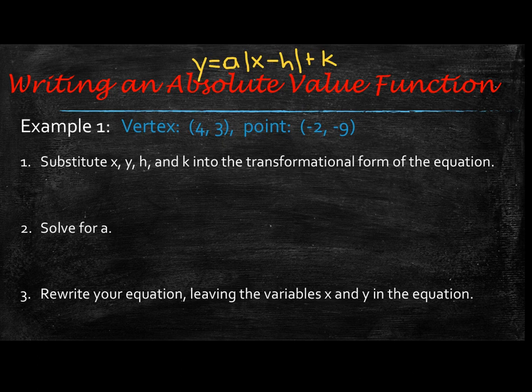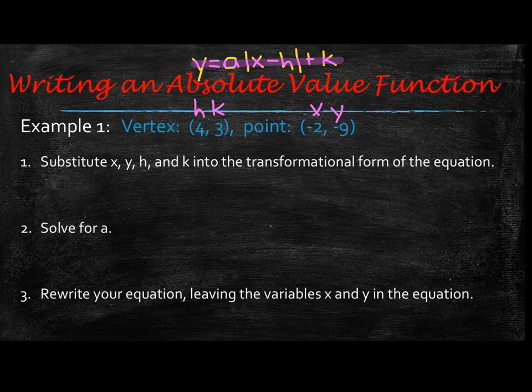Okay, so let's look at our first example. In this example, they've given us this information about our absolute value function. It has a vertex at (4, 3), and it goes through the point (-2, -9). So the first thing you're going to do is identify that your vertex is your h and your k, and the point that they give us that it goes through, we're going to call that our x and our y. Now we're going to take these pieces of information and plug them into our generic function up here, so let's go ahead and do that.